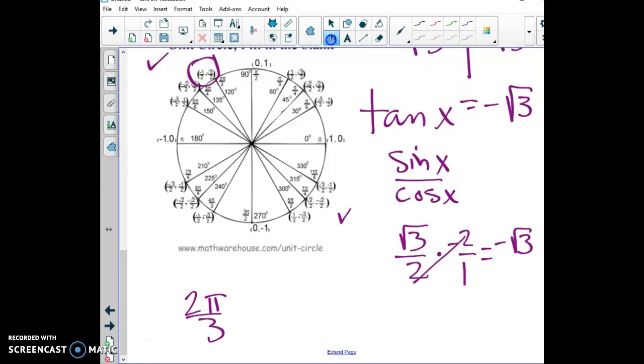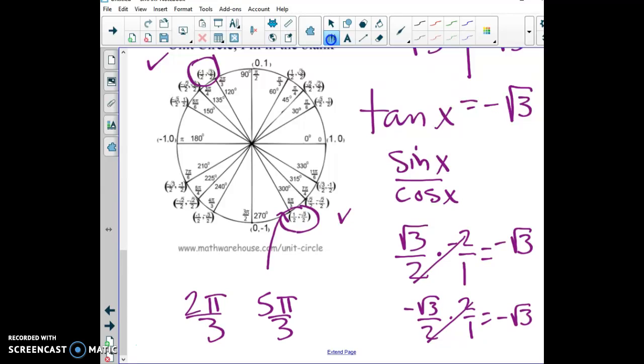Similarly, it's going to happen down here where we have negative square root of 3 over 2 and 1/2. So again, we have negative square root of 3 over 2, which is the sine of 5 pi over 3, divided by 1/2, or multiplied by 2. Again, we get negative square root of 3. So our second angle, 5 pi over 3, is the angle whose tangent is negative square root of 3.